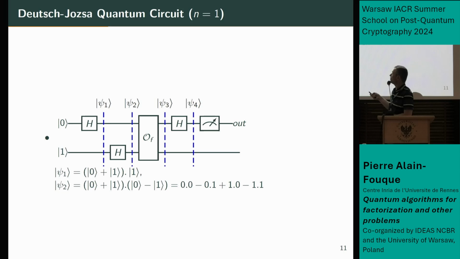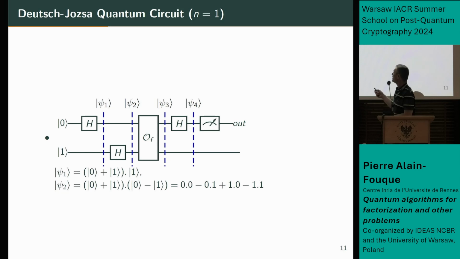And after the second Hadamard gate here, we have a 1. So if I apply H to 1, I will get |0⟩ minus |1⟩. Okay, so the state psi 2 is in fact |0,0⟩ minus |0,1⟩ plus |1,0⟩ minus |1,1⟩. Okay?